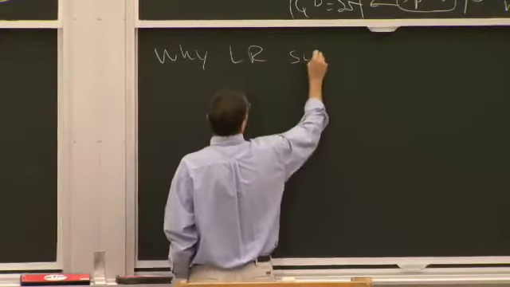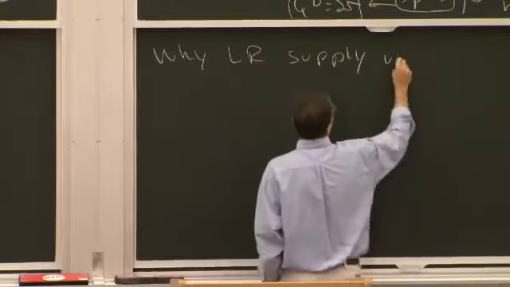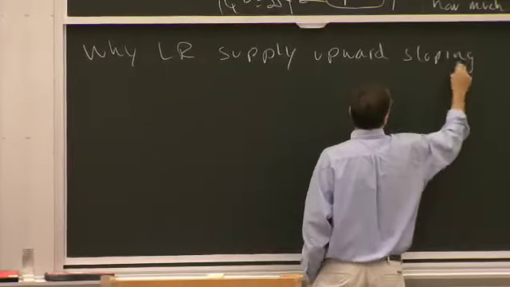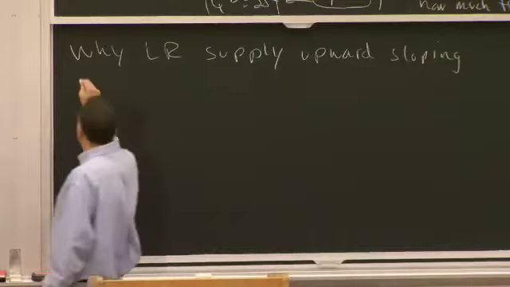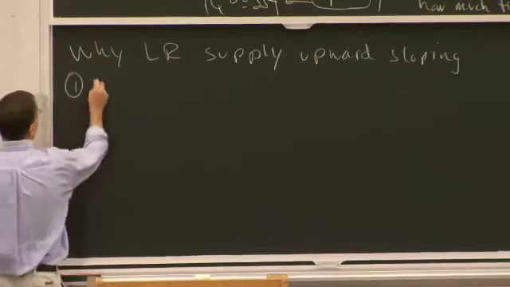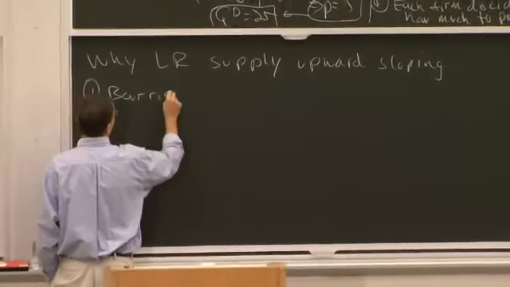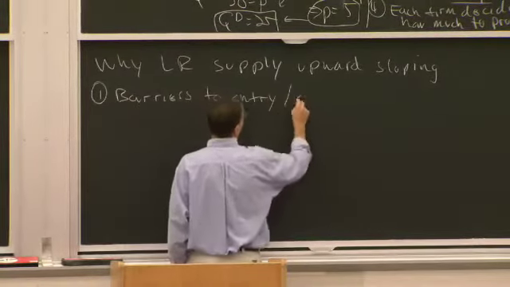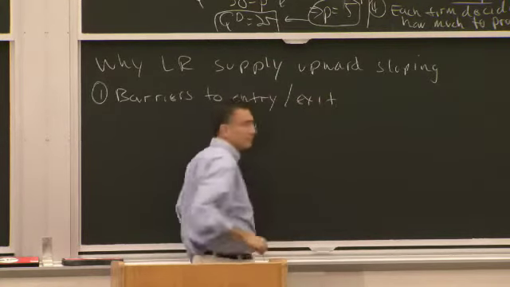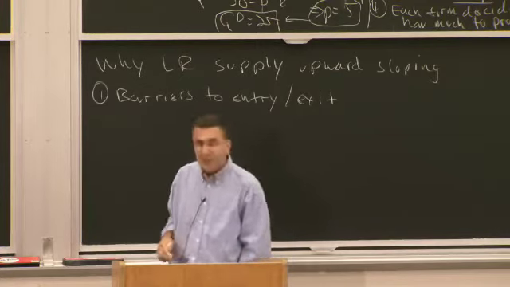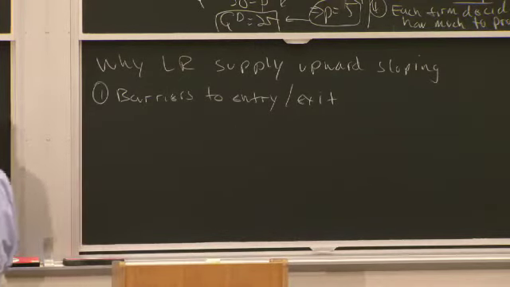Why is long run supply upward sloping in reality? Well, in reality, it'd be for at least 3 reasons. The first reason is that entry and exit are not free. There could be barriers to entry or exit, even in the long run. There could be features of the market which make it hard to leave or hard to join.